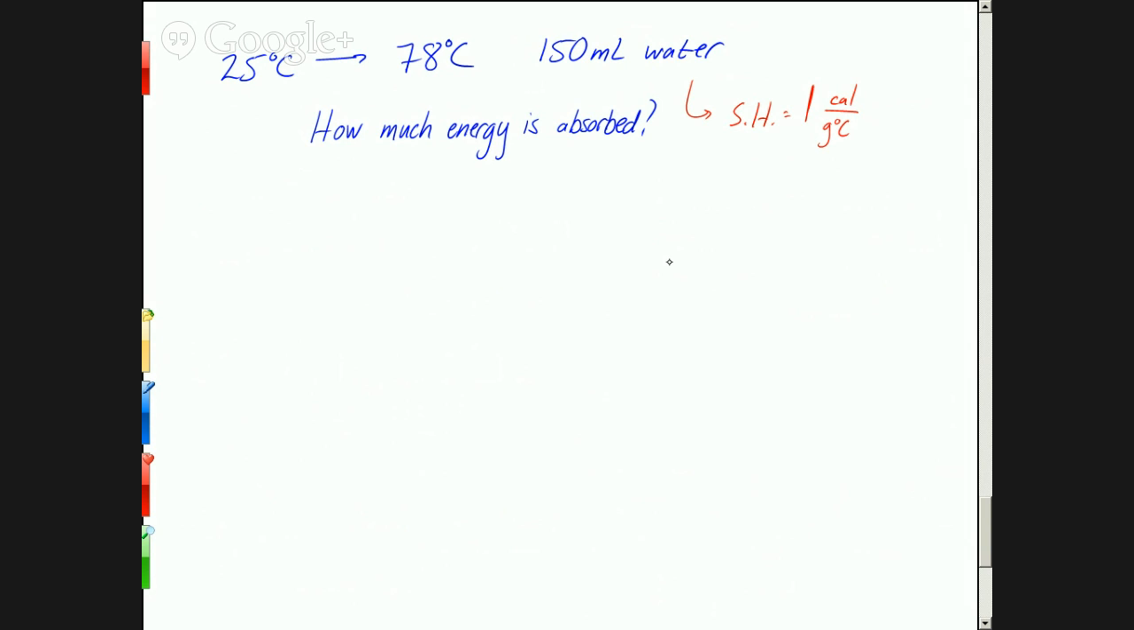How do we get from a volume to a mass? What kind of quantity relates volume and mass? Grams is the mass, and volume's in milliliters, so how do you know how many grams are in a milliliter?